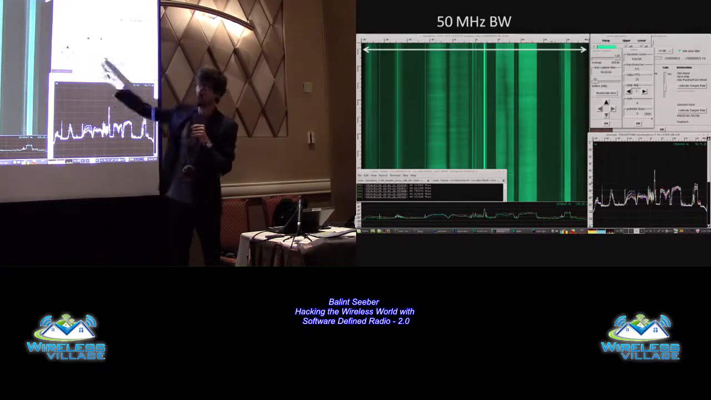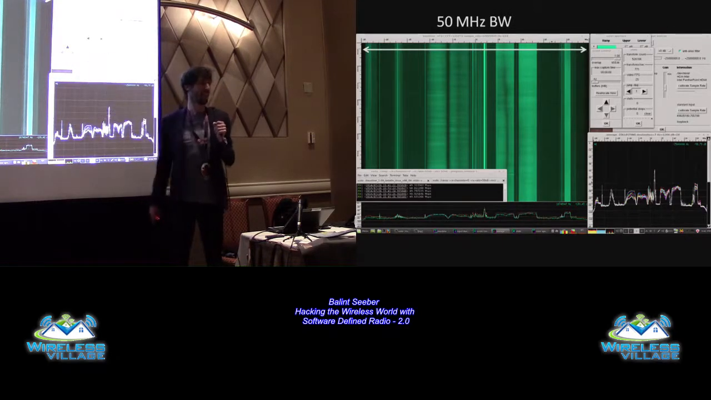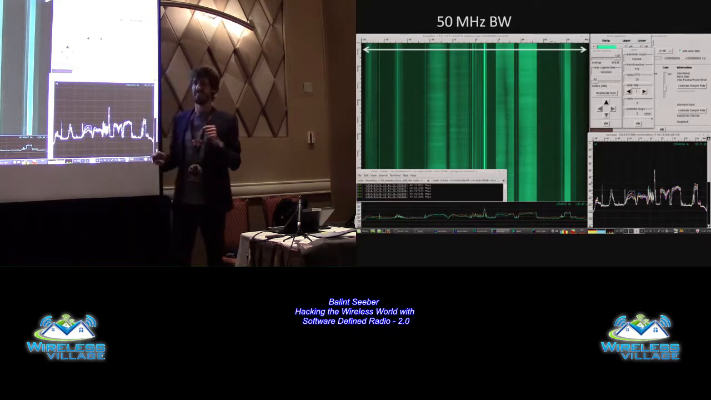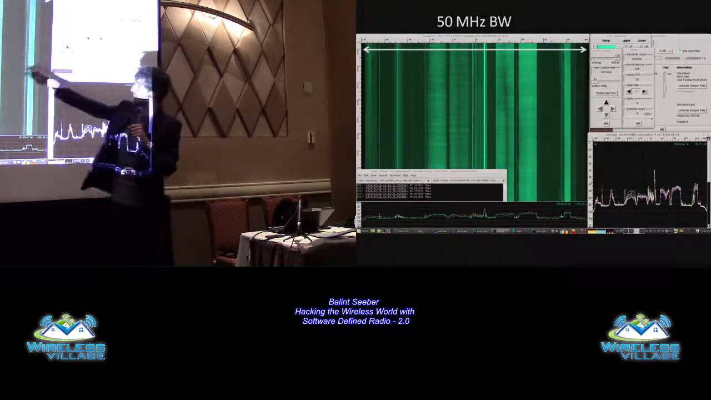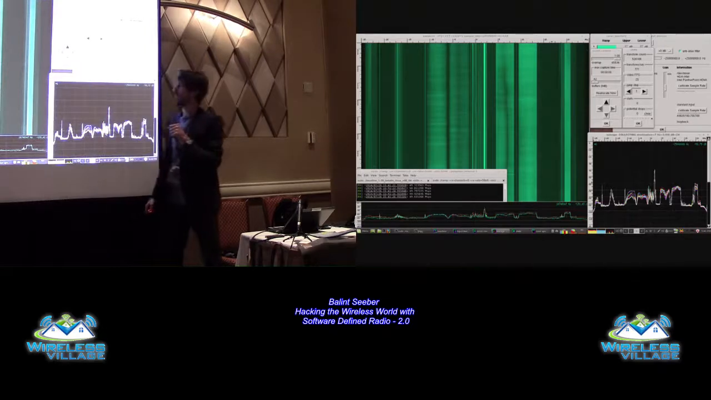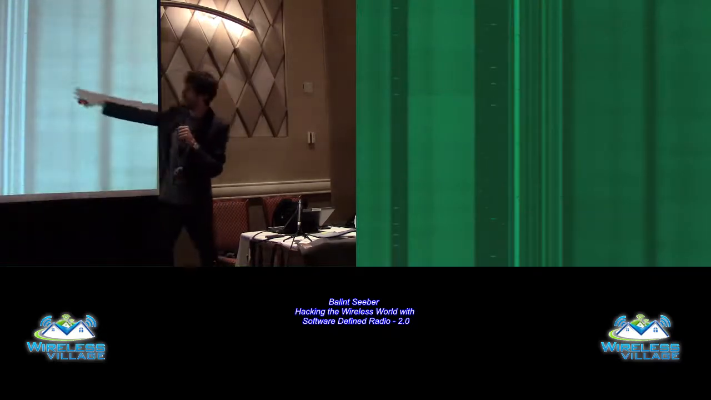And does anybody know what band we're looking at here? Any guesses? One guess? Come on, anyone? It's actually the cellular band. So right in the middle here, you've got some GSM channels and some wider bandwidth channels. Actually, the title slide here is a portion of that.